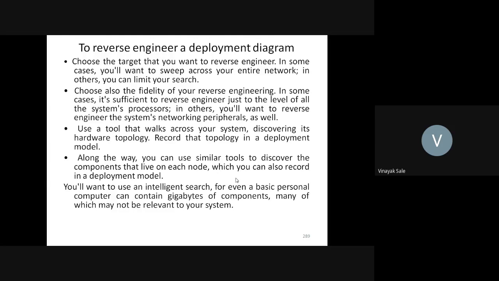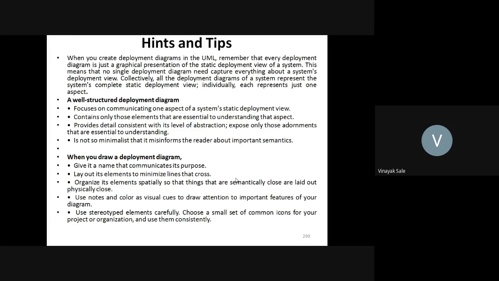Use tools that work across your system, discovering its hardware topology. Record that topology in a deployment diagram. Along the way, you can use similar tools to discover the components that live on each node, which you can also record in the deployment model. You will want to use intelligent search, for even a basic personal computer can contain gigabytes of components, many of which may not be relevant to your system.